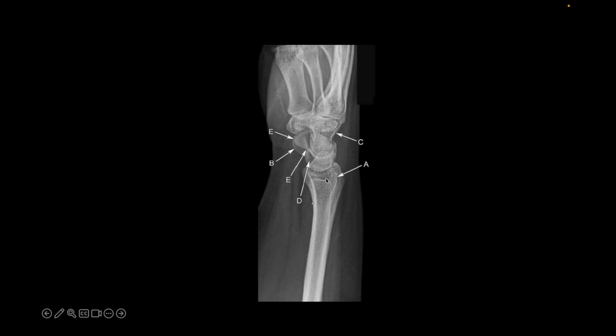The other structures labeled: this is the ulnar styloid process. You know that this is the ulna because this bone is quite small compared to this larger bone, and this would therefore be the ulnar styloid process. B we know is the pisiform. E would therefore be the scaphoid. D would be the lunate. The lunate is this moon-shaped bone here that sits within the radial notch. And then C would be the capitate.